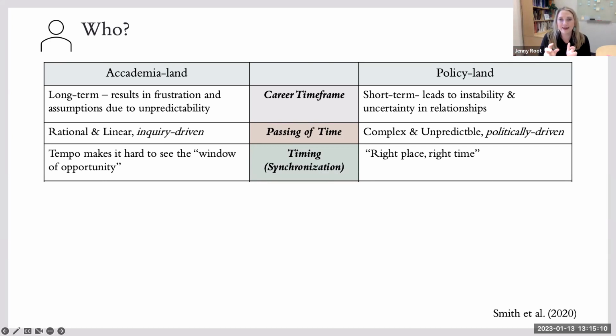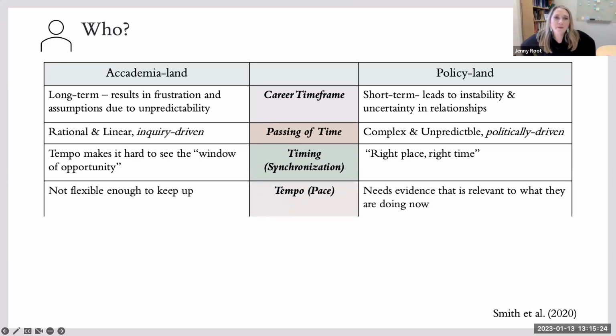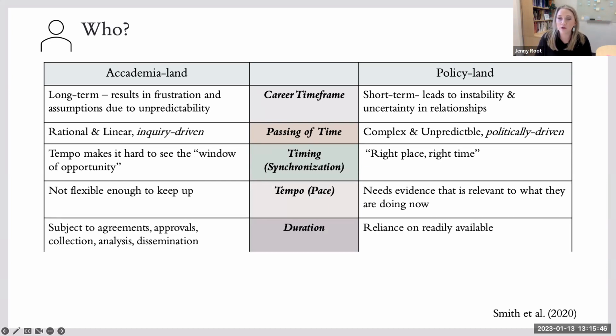So being able to have the right people in the right place at the right time, that's whose stories are going to be heard. And as academics, that can make it difficult for us to see that window of opportunity and to be responsive. The pace, we are not super flexible. And so that inflexibility that's built into our systems can make us feel like it's difficult to keep up, versus policymakers, who need evidence that's relevant to what they are doing right now, to the bills that are being put forward right now, to the issues the local school board is dealing with on Tuesday night at 6:30.